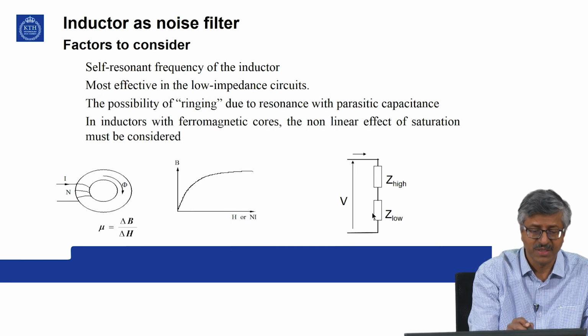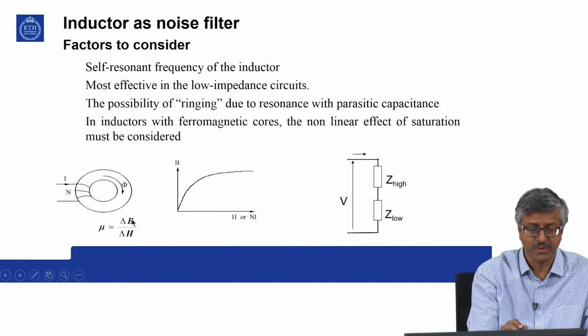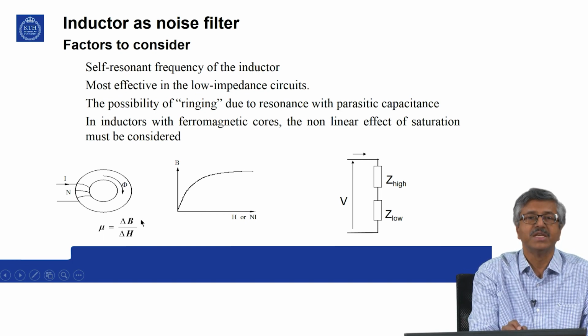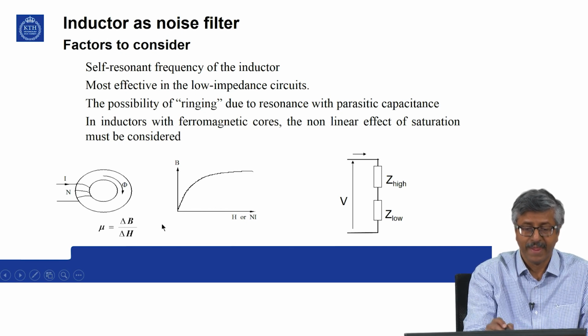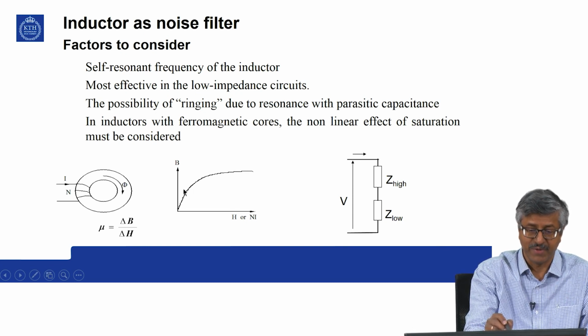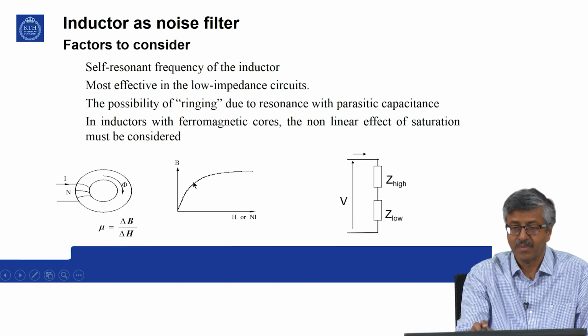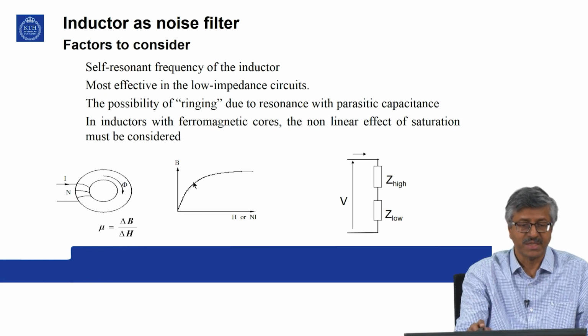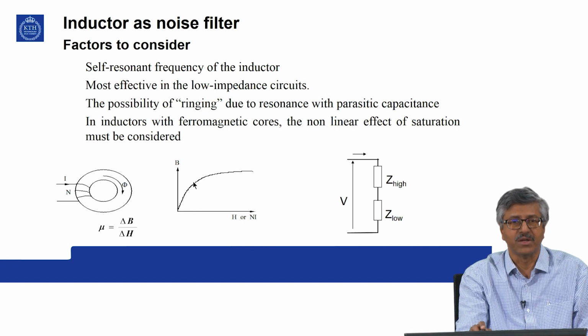So this is a ferromagnetic core. So mu is defined as the change in flux density to magnetic field intensity. So this is the saturation region. One should not operate in the saturation region. It has to be somewhere here. So these are the factors to be considered while selecting an inductor as a noise filter.